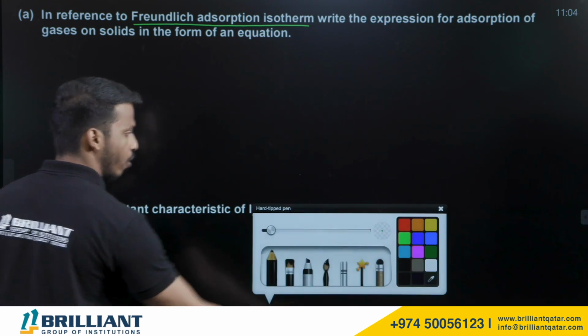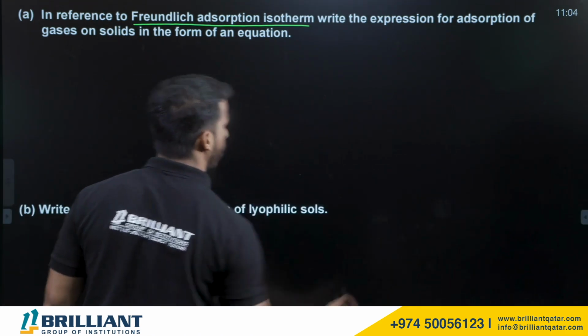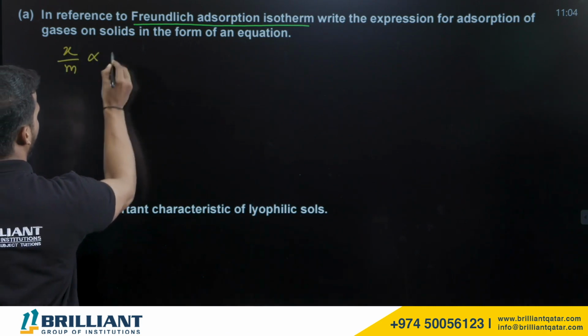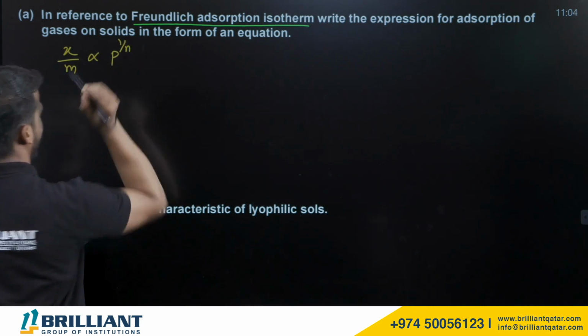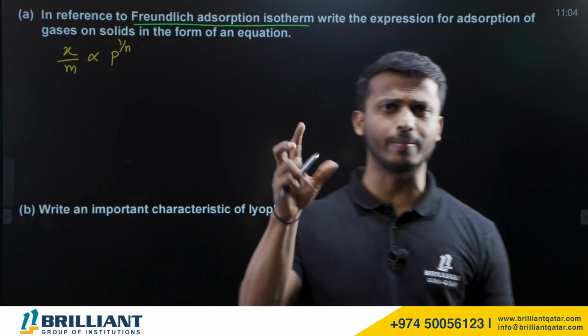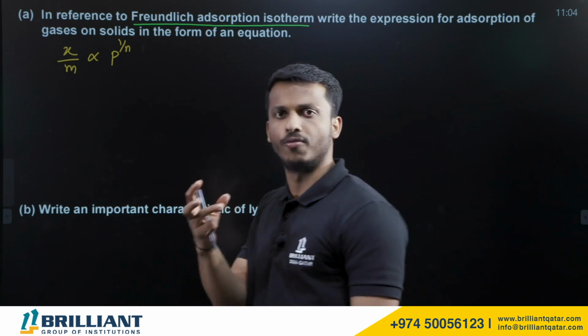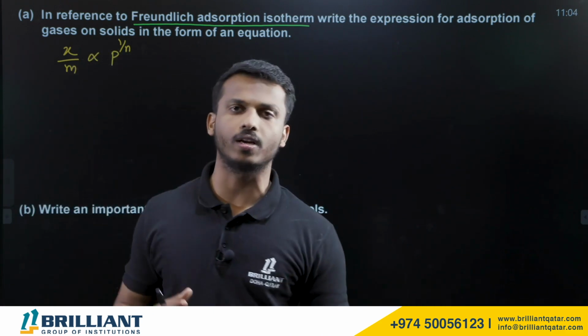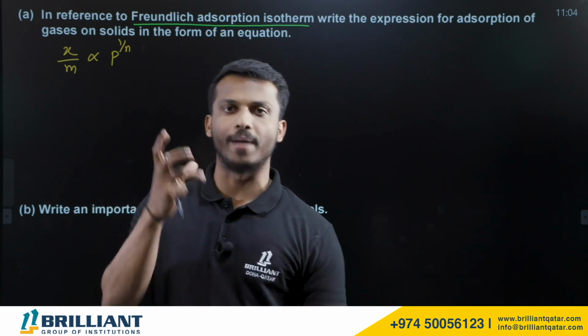What is the expression for Freundlich adsorption isotherm, dear all of you? You have studied that x by m is directly proportional to p to the power 1 by n. This is called the Freundlich adsorption isotherm relation. What is meant by x? x is the amount of adsorbate particles, and m is the mass of adsorbent.